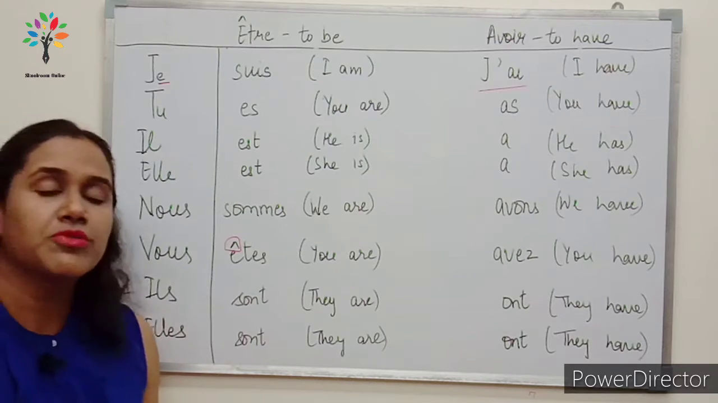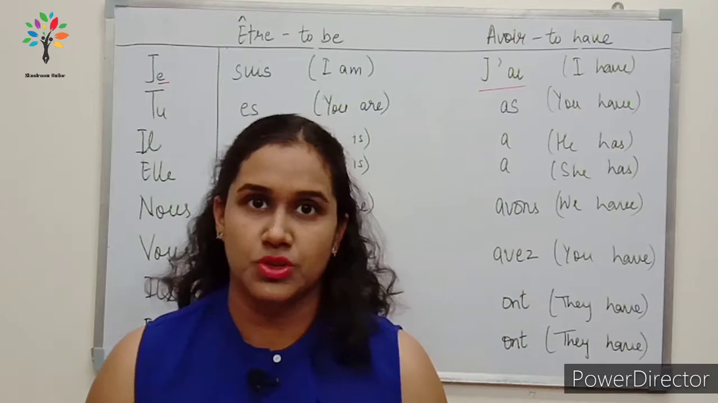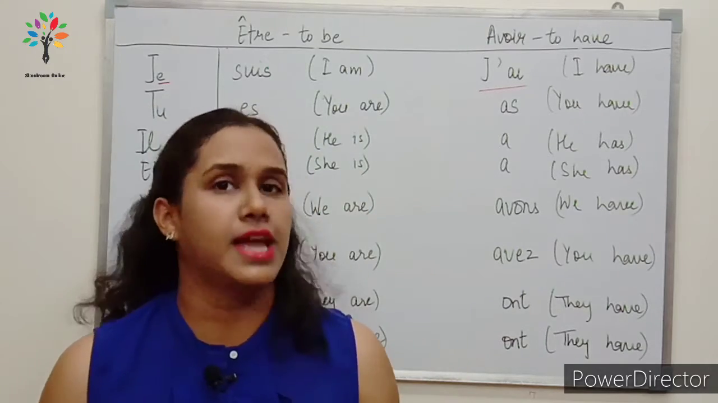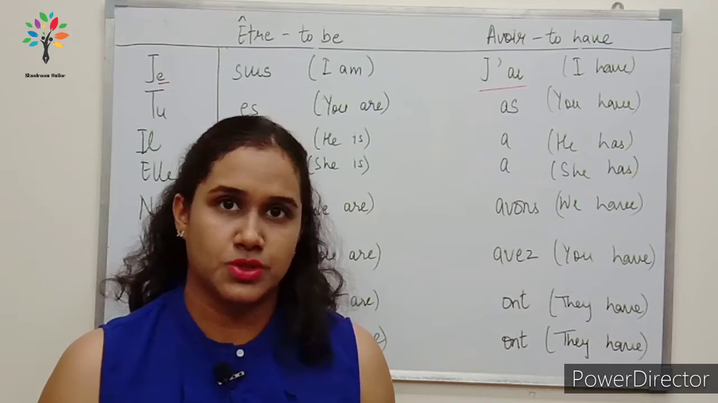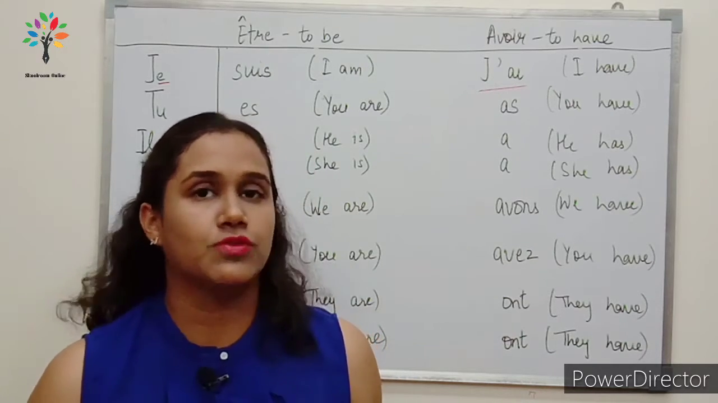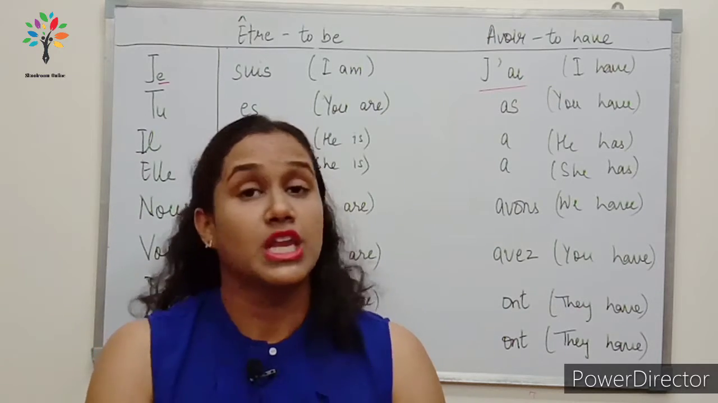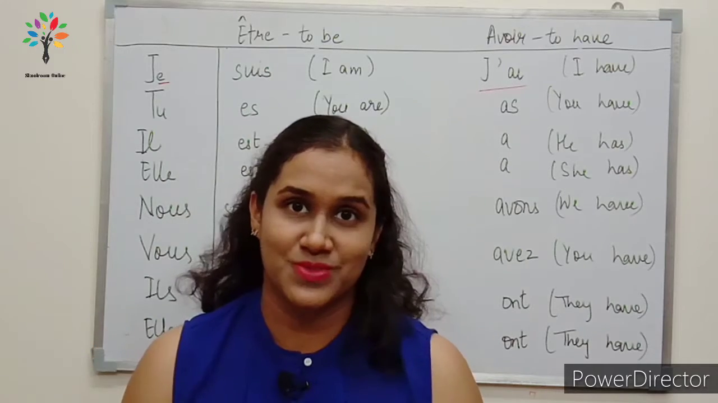Now in French language the verbs can be divided into three groups. But être and avoir are not placed in any of the groups. They are termed as the auxiliary verbs. They are not part of any of the groups. They are separate verbs, auxiliary verbs. Now let's have a look at the three groups of the French verbs.